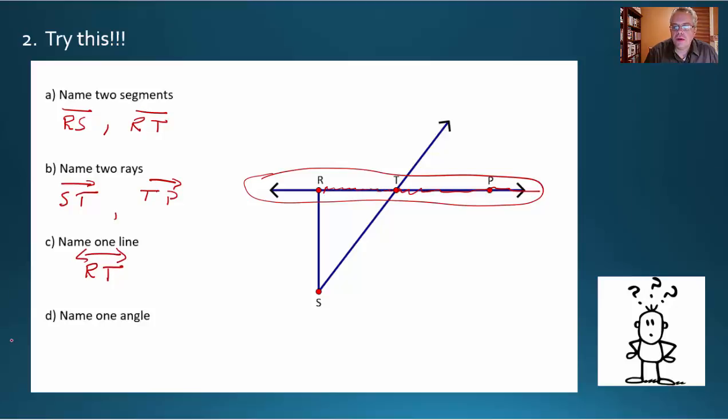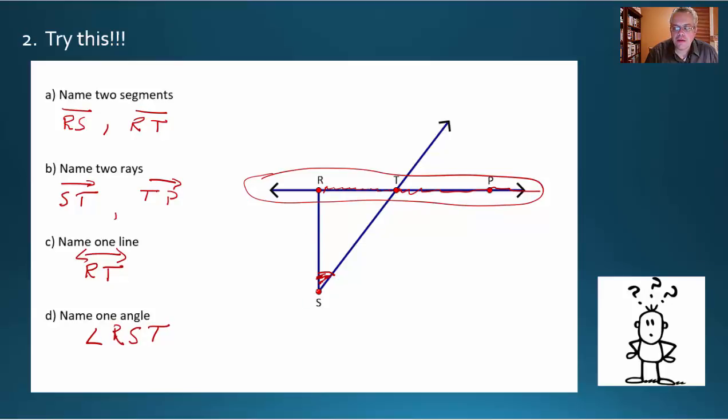All right, name one angle. Well, how about this angle down here? I'll name that angle. Okay, so angle, put the angle symbol. We know S is going to go in the middle because that's the vertex. And then we use a point from the first side, R, and we use a point from the second side, T. R, S, T names that angle.